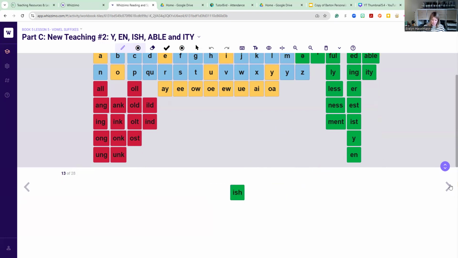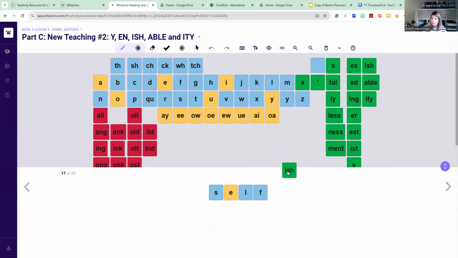All right, next one is the suffix ish. Ish means behave like. And we'll see it in a word like childish or selfish.